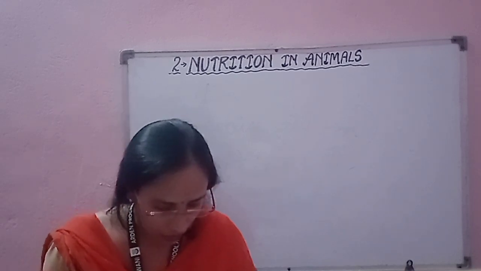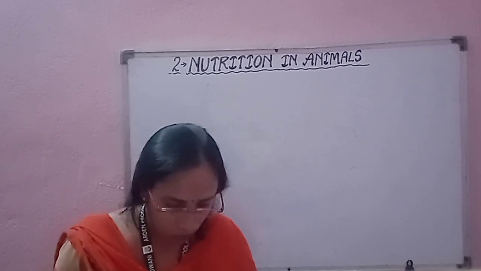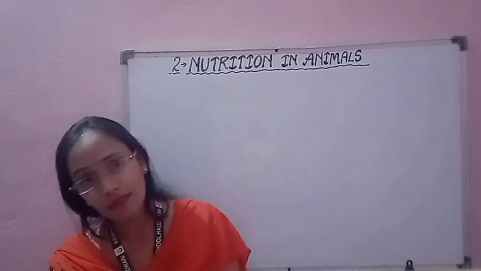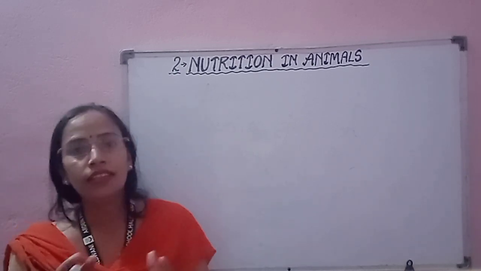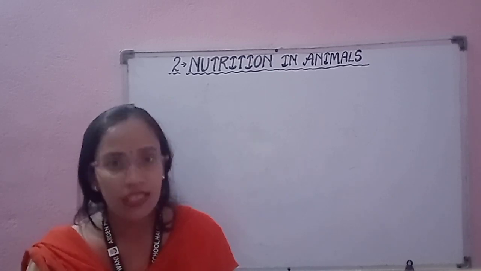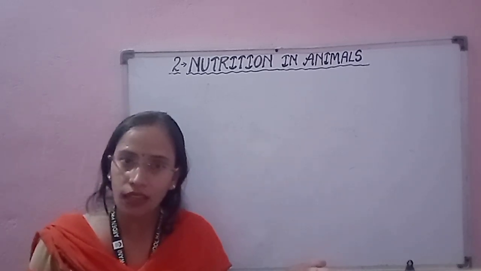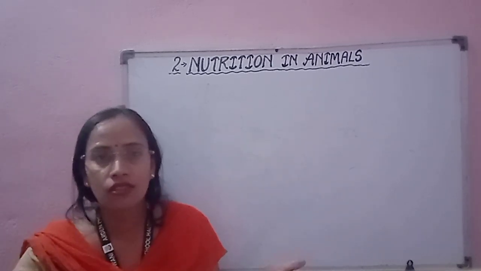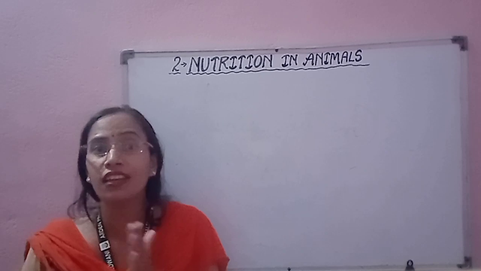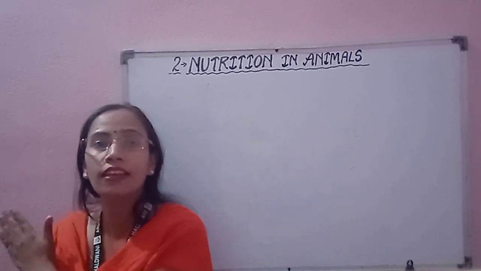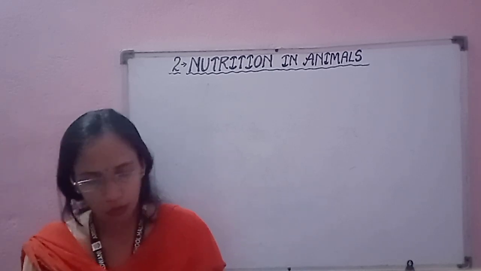Last one is: ruminants bring back solid grass into their mouth and chew it for some time. Yes, true. I have already told you in the video, the partially digested food is known as cud, C-U-D, cud, and the cud returns back to the mouth of the cows and the cow starts chewing it again. And this process is known as rumination, R-U-M-I-N-A-T-I-O-N. So this statement is true.